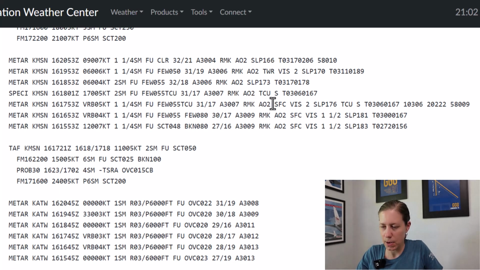And my page reloaded. There we go. The surface visibility is 2 statute miles. The sea level pressure was 1017.6 millibars. Towering cumulus was observed to the south. Temperature 30.6 with tenths, and dew point 16.7. The highest temperature in the previous 6 hours was 30.6. The lowest temperature in the preceding 6 hours was 22.2. The pressure tendency is it was steady, and it rose by 0.9 millibars since the last 3-hour pressure trend.